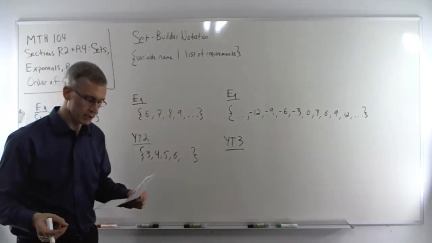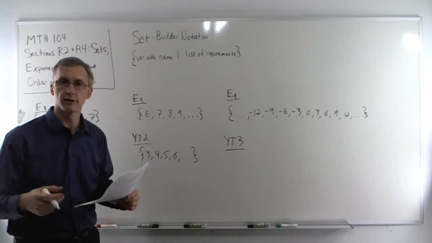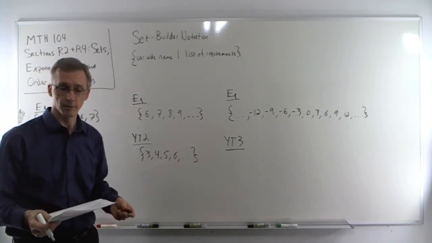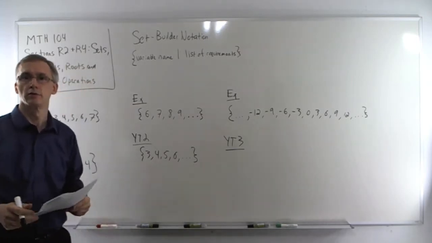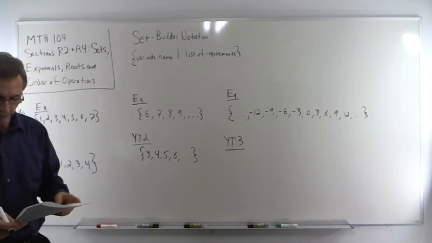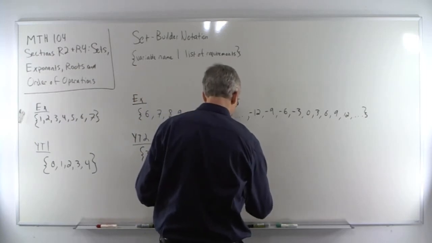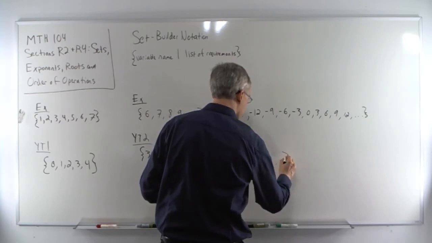So with this one, we're listing the elements of the set x such that x is an even natural number. All right, going back to the definition of natural numbers, those are just the counting numbers. 1, 2, 3, and so on. So if we want the even natural numbers, that means we are going to start at 2. Skipping over all the odds, 2, 4, 6, 8, and that goes on forever.